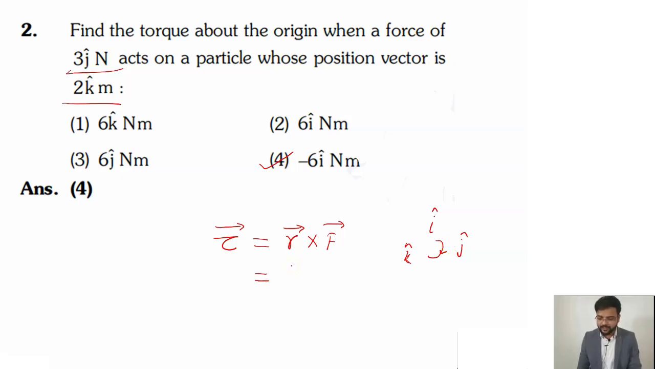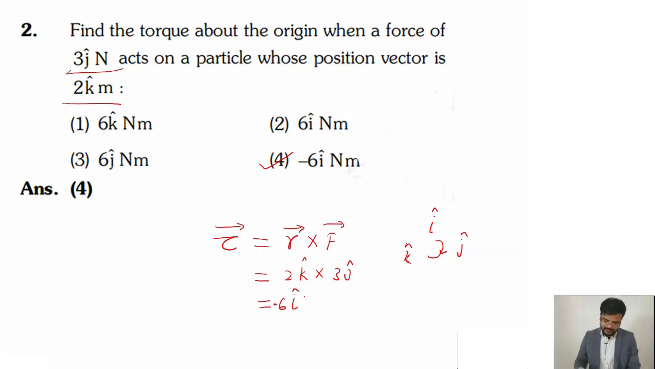So here what is the value of the position vector r? It is 2k cap. And the F value is 3j cap. So here 2 into 3 is 6, and the cross product between k and j. If we go from k to j, then we go in the anti-clockwise direction. That's why minus i will come. So the answer will have the minus sign, and here i will come. That's why we are getting option 4 as the answer.